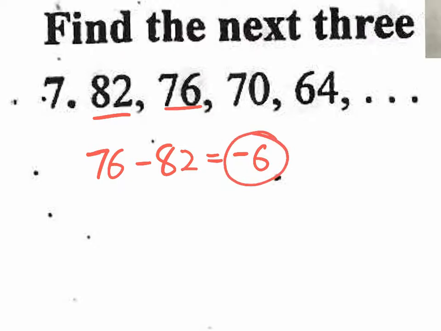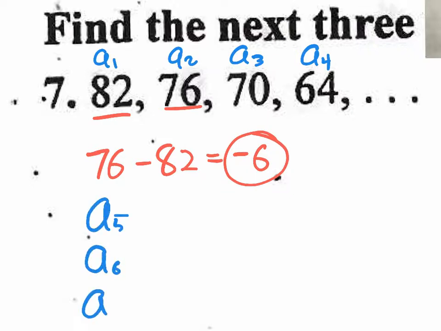They tell you it's arithmetic. Find the next three terms, right? So, just for the sake of getting comfortable with the notation, your a sub 1 term is 82, your second term is 76, your third term is 70, your fourth term is 64, and they want you to find the fifth, the sixth, and the seventh term, which is noted as a sub 5, a sub 6, a sub 7.